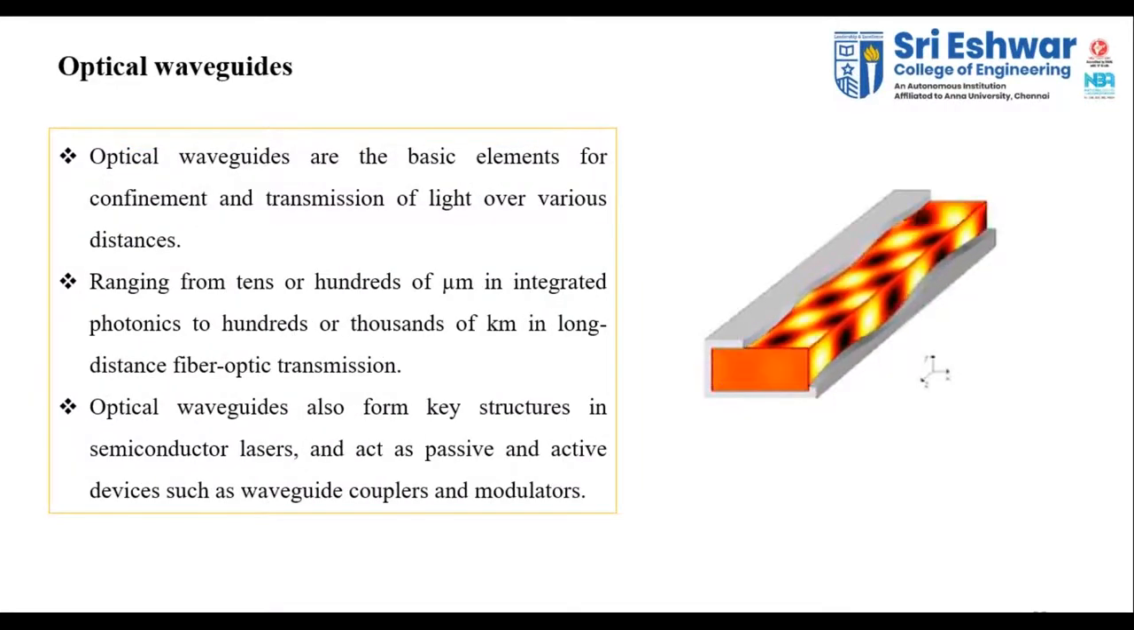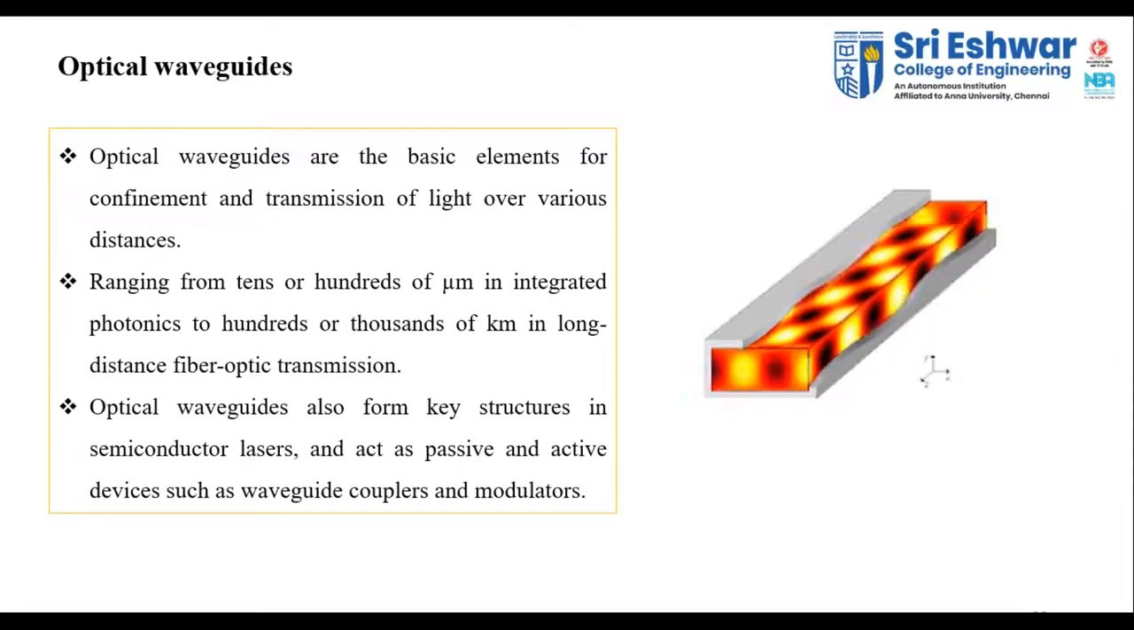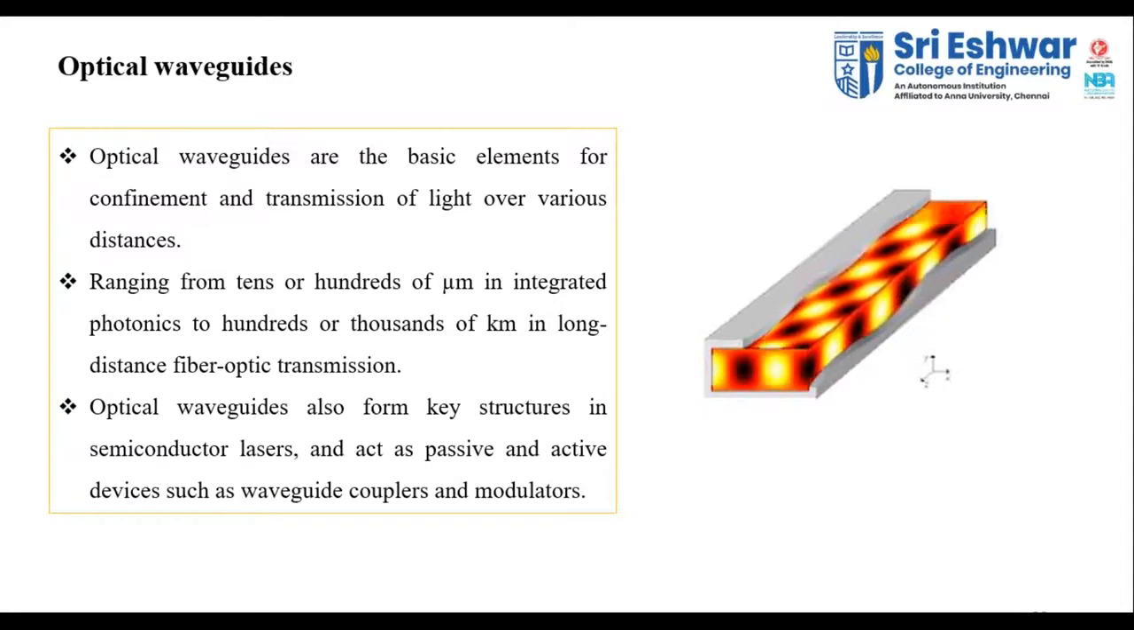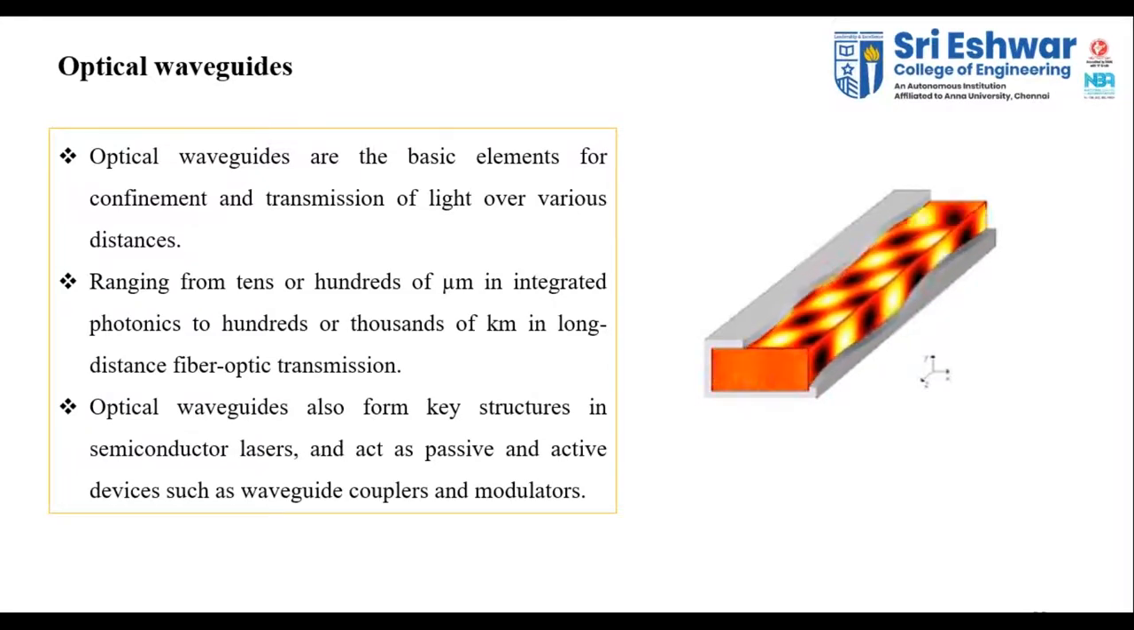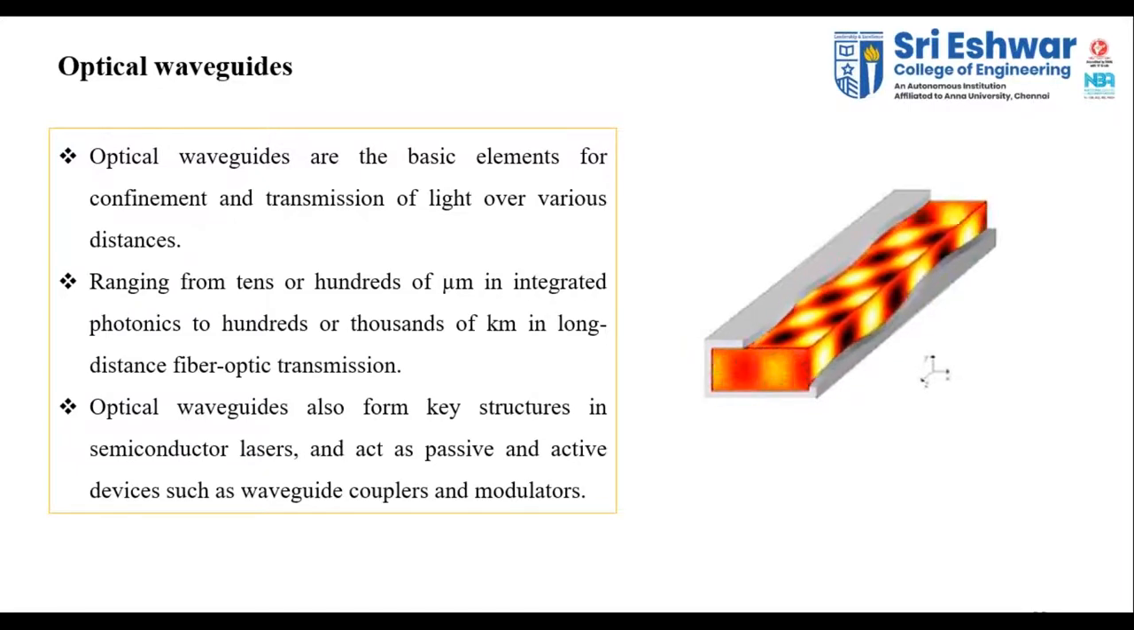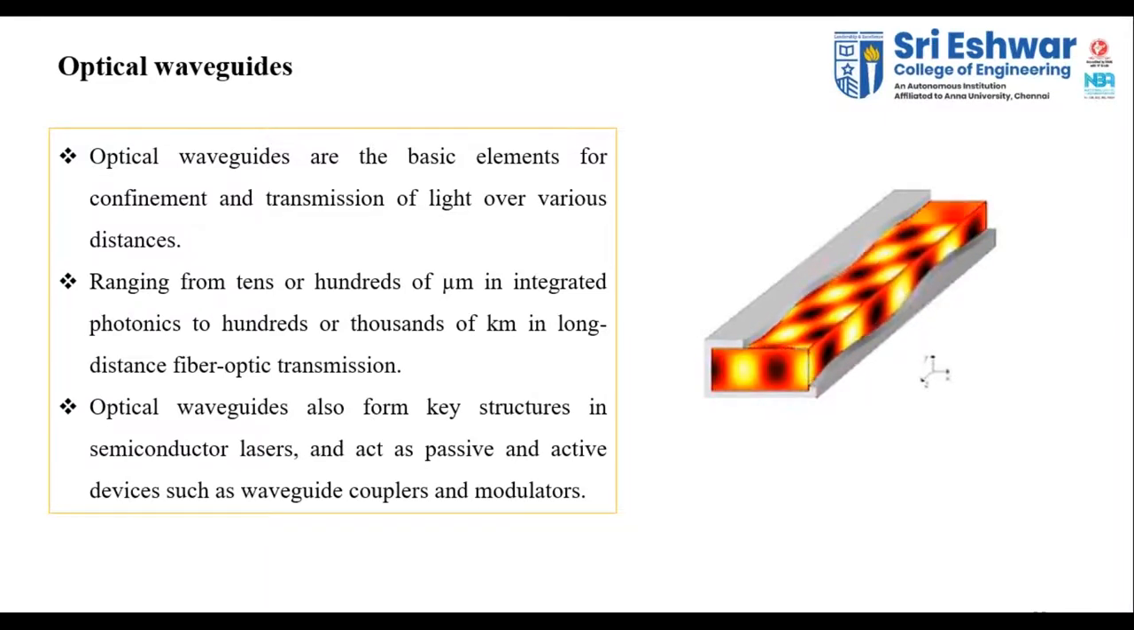Okay, please see this one. Please go through the points. This is the example for an optical waveguide. The sizes range from tens or hundreds of micrometers in integrated photonics, up to thousands of kilometers of long distance fiber optic transmission. So this is the optical waveguide. Also some key structures for semiconductor lasers, active and passive devices. Okay.